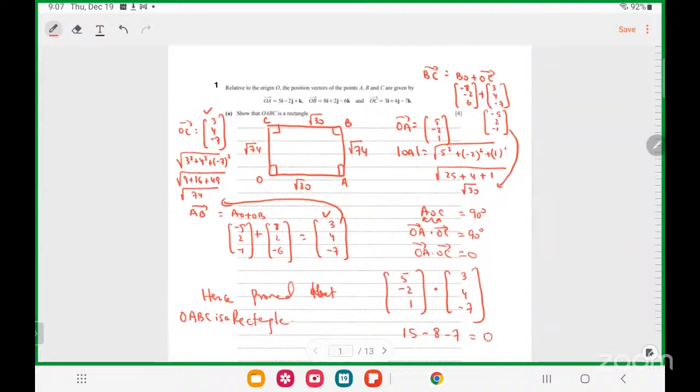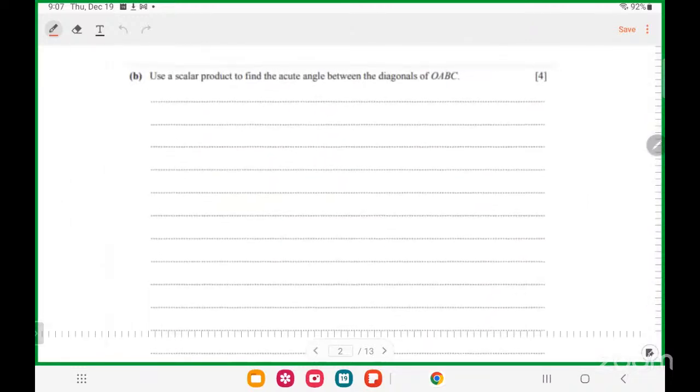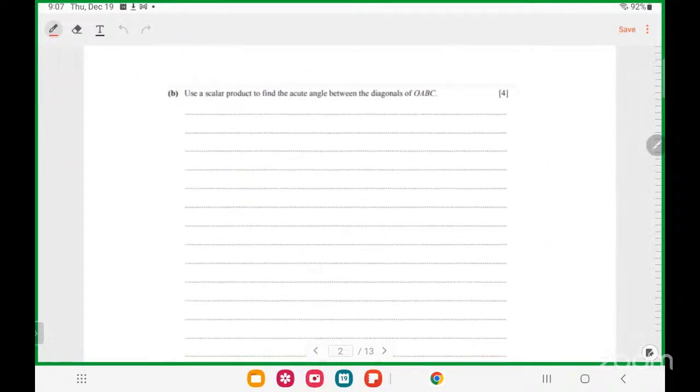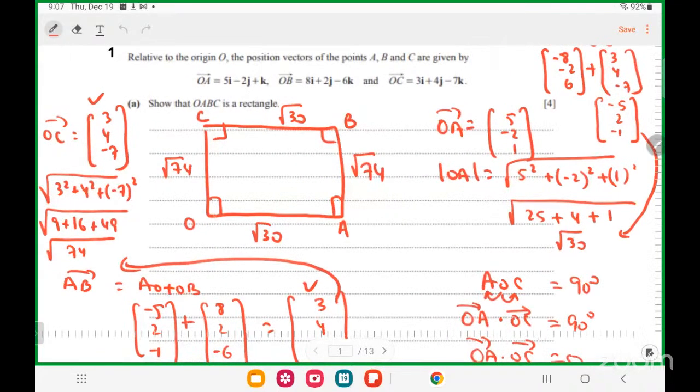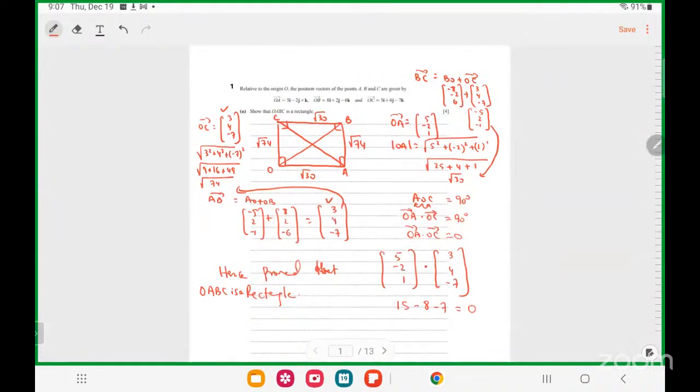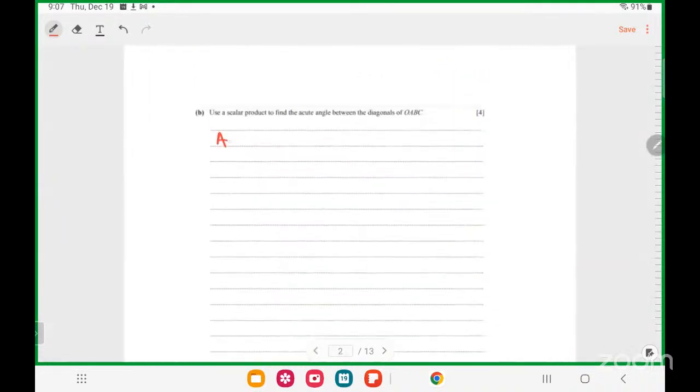I hope this is clear and I hope this makes sense to all of you. The next part of the question is: use a scalar product to find the acute angle between the diagonals of OABC. So the angle between the diagonals will be simply, if I find the directional vector of AC, the directional vector of OB, and find its angle. So the directional vector of AC is AO plus OC.